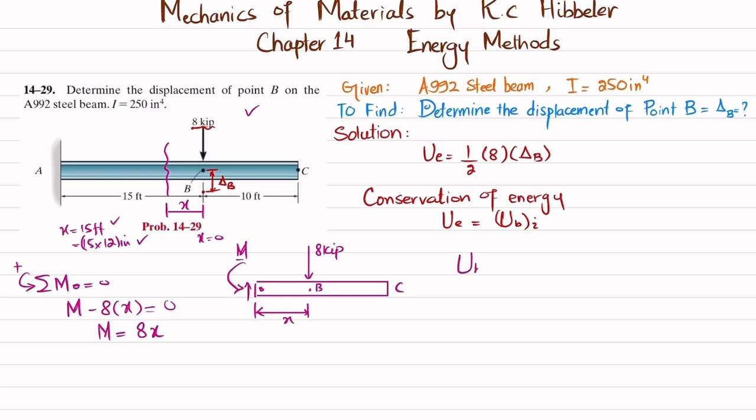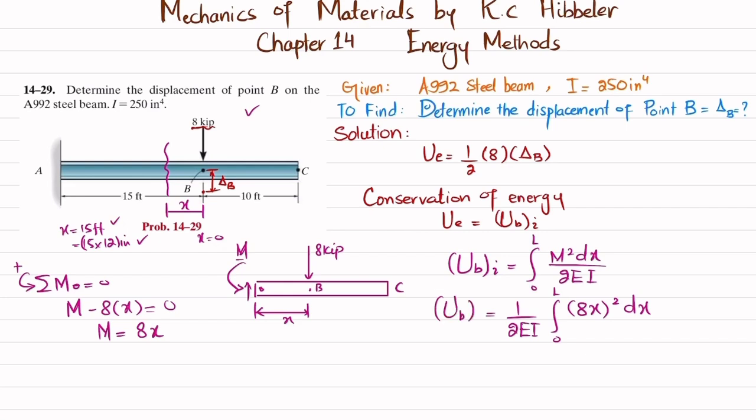We know that bending strain energy is equal to the integral from 0 to L of M squared dx divided by 2EI, clear? So you can put the value 1 over 2EI, integral from 0 to L. What is M? M is 8x, so (8x) squared into dx. Okay, that will give you the bending strain energy.